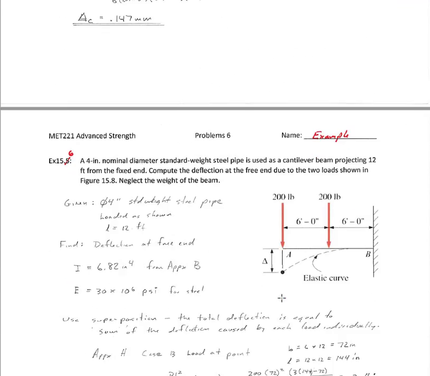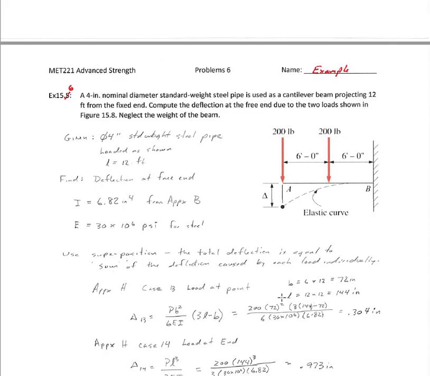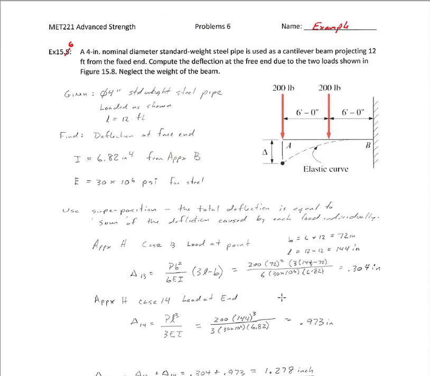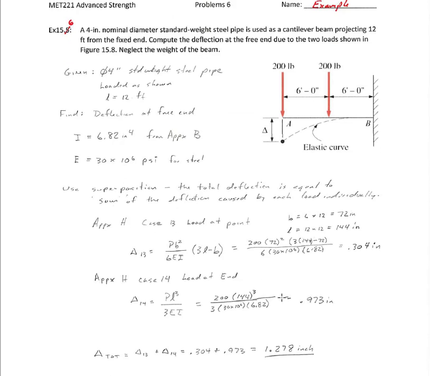Okay, next, I want to introduce a concept here. This is a formula problem again, but I want to introduce the concept of superposition. So we have a 4-inch nominal diameter standard weight steel pipe that's used as a cantilever beam, projecting 12 feet from the fixed end. Compute the deflection at the free end due to the two loads. Neglect the weight of the beam.